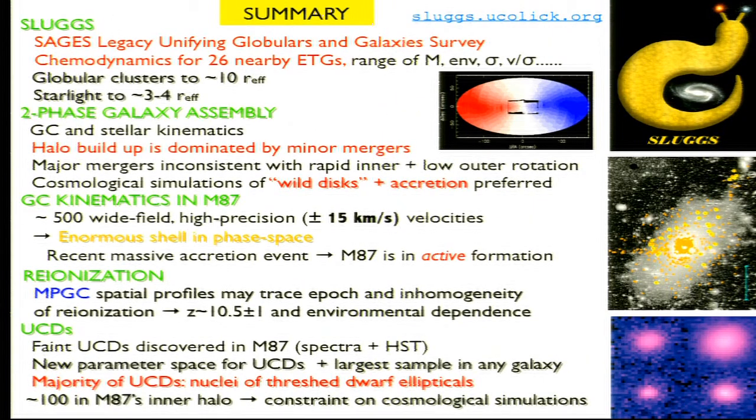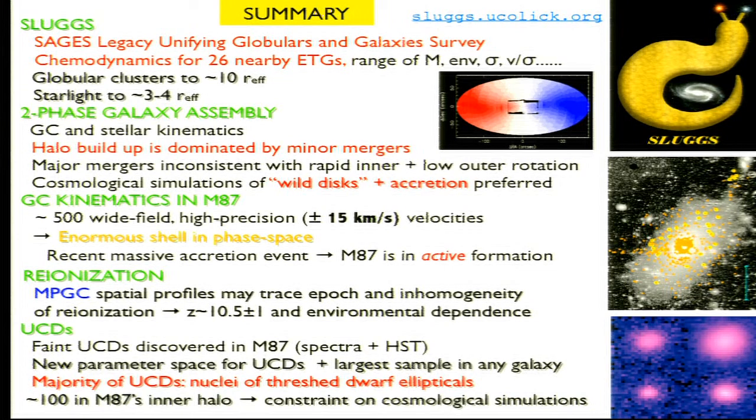So I'll just summarize. I've introduced the SLUGS Survey. We're looking at globular clusters to 10 effective radii, stars to 3 to 4. We're able to test two-phase galaxy assembly. We're finding that halos are built up by minor mergers, that major mergers are inconsistent with this rapid inner and low outer rotation, and we like these cosmological simulations of wild disks, or VDIs. They seem to agree very well with the data.